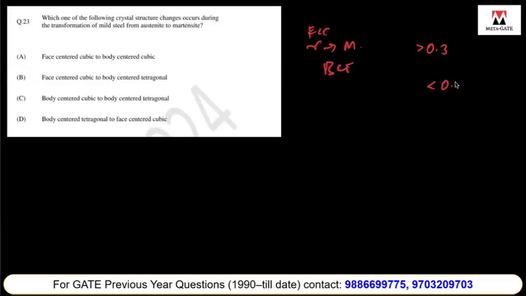If it is less than 0.3 percent, you'll get a BCC structure because there is not enough carbon for it to stay distorted. So the c by a ratio is almost equal to 1. The structure will change from FCC to BCC because it is almost equal to alpha iron, with 0.025 percent carbon. So the right answer is face centered cubic to body centered tetragonal and face centered cubic to body centered cubic. So A and B both are right.